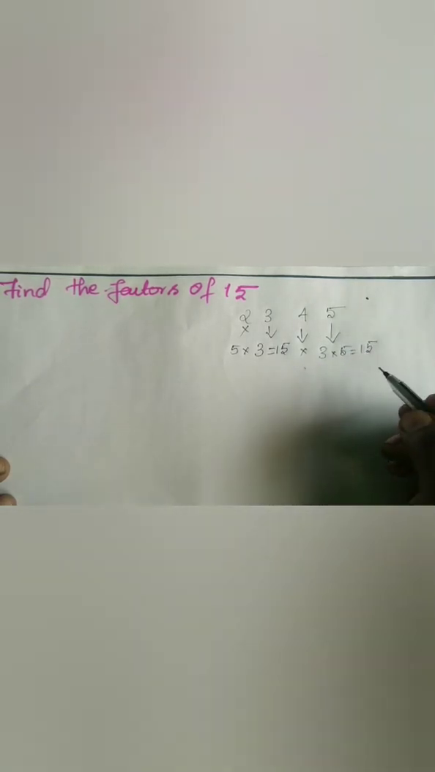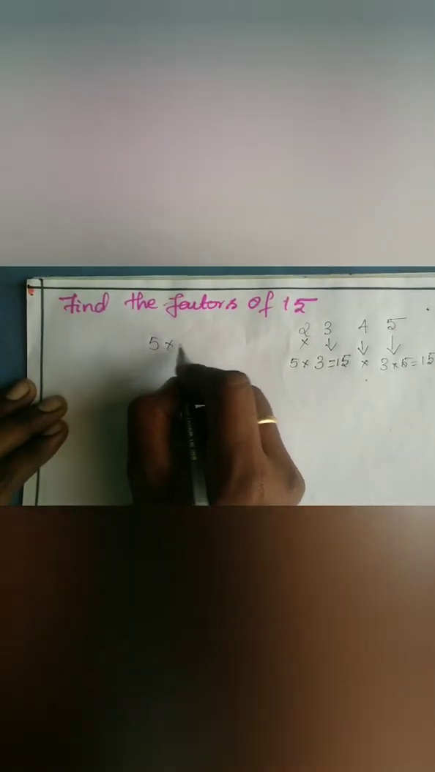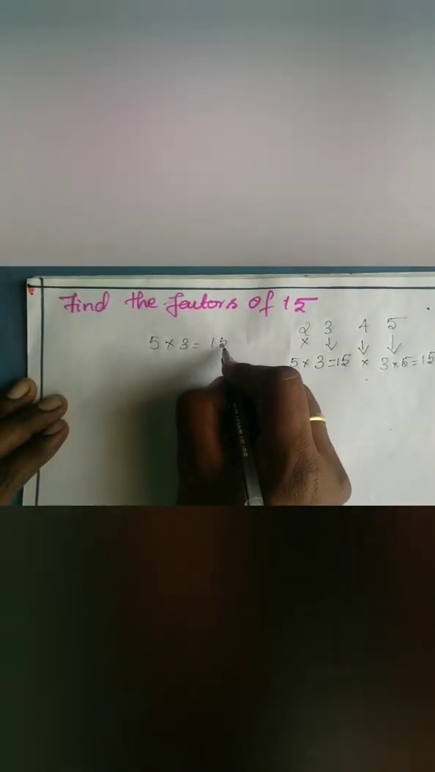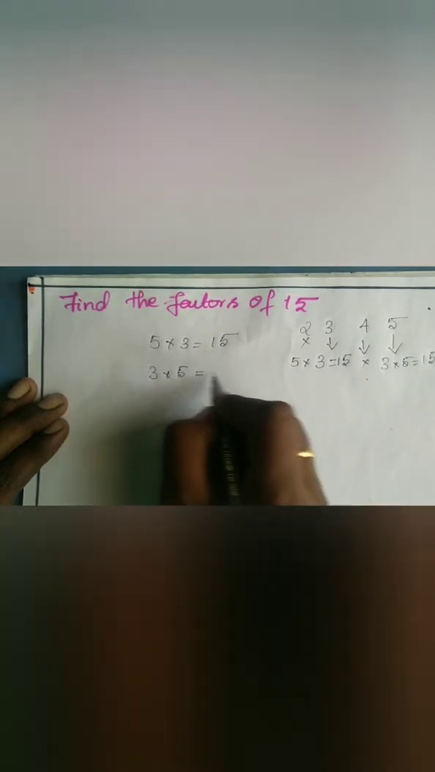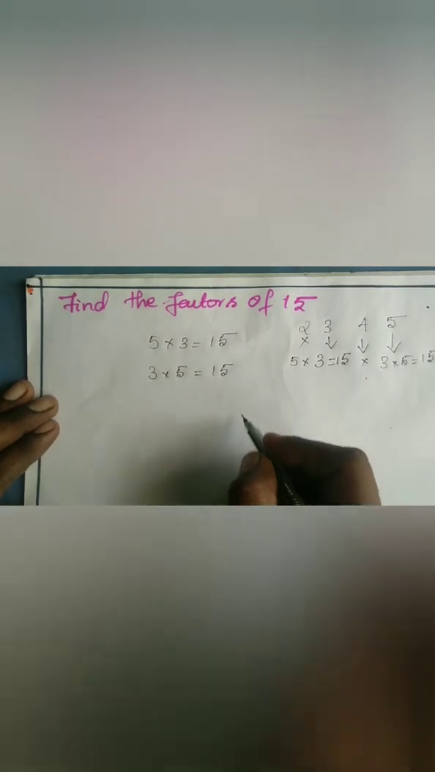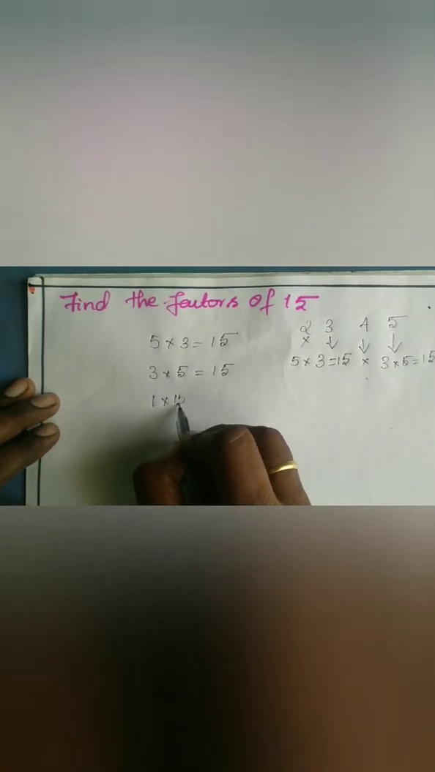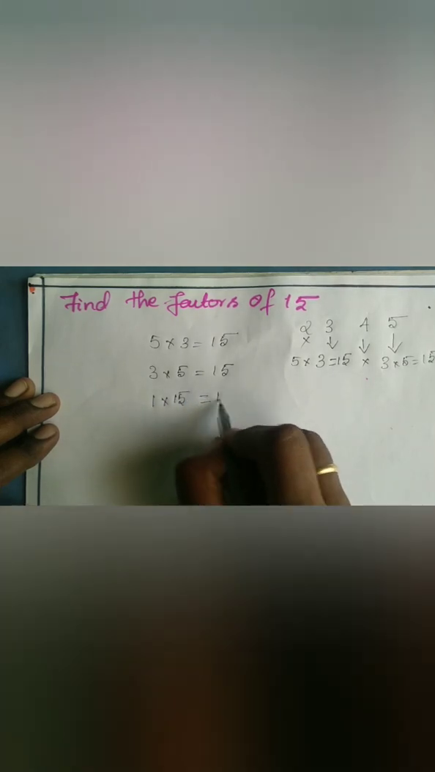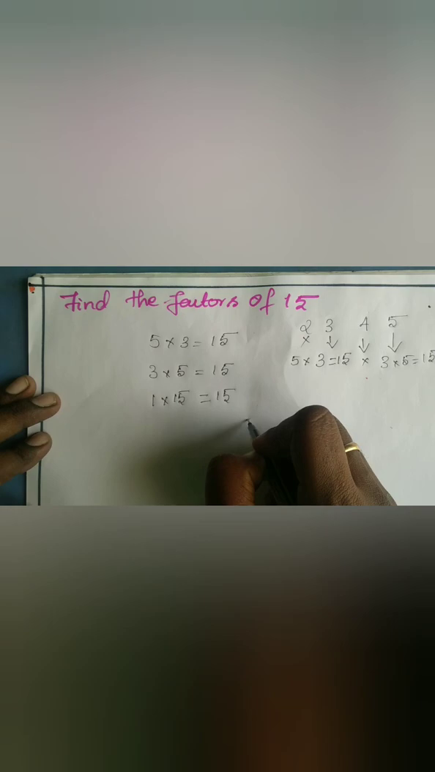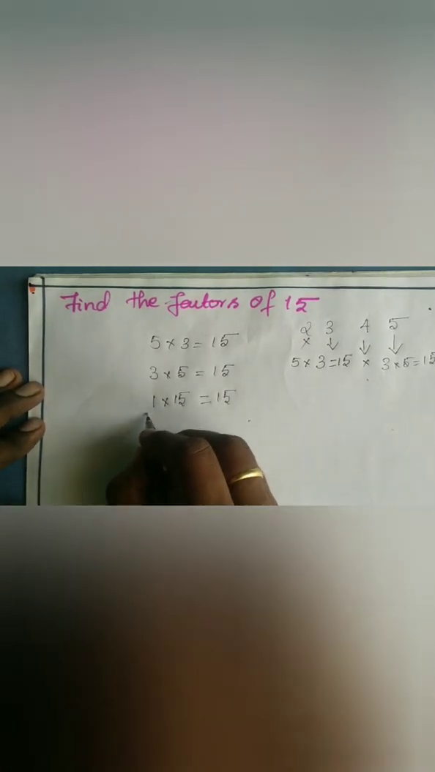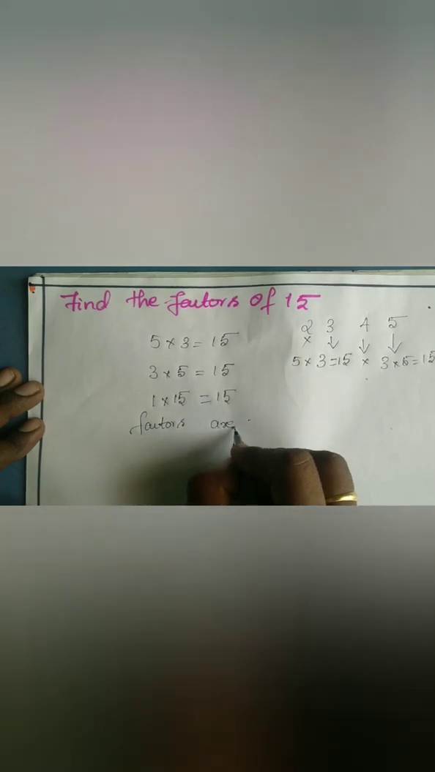So, what are the 2 possibilities of 15? We know 3 is in the 3 table 5 times, and in the 5 table 3 times. Whether any other possibilities are there? One more possibility is there. In the 15 table, 1 into 15 is equal to 15. So, these are the possibilities. So, how to write the factors?